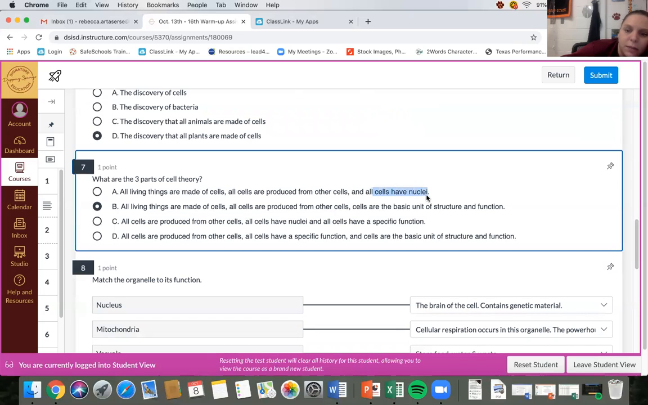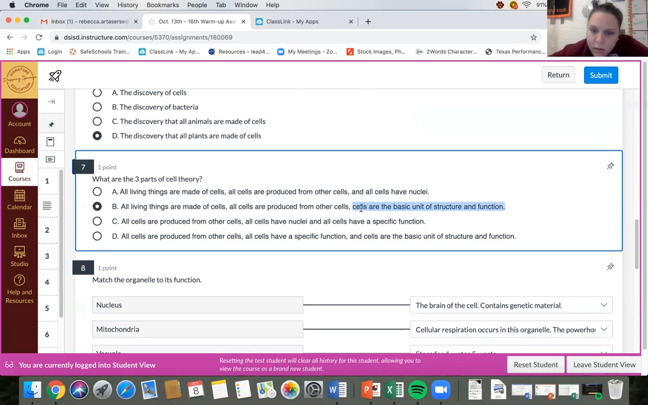Well, that's incorrect because prokaryotic cells are a bacteria. They don't have a nuclei, but they're a living organism. So that's not true. So B, all living things are made of cells. Yes, all cells are produced from other cells. Yes, cells are the basic unit of structure and function.